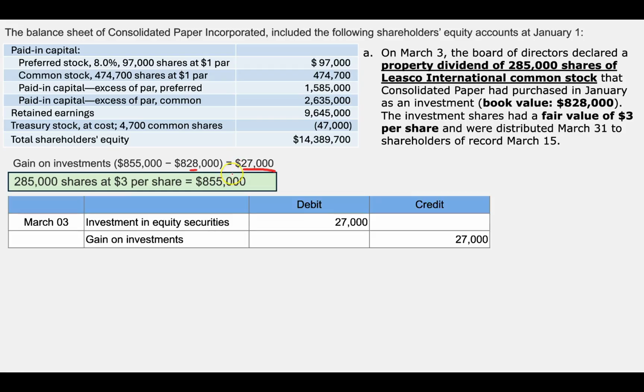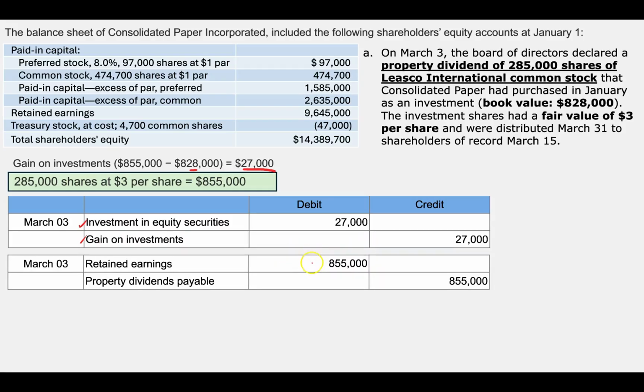So it's going to be a two-step process on March 3rd. First, we have to increase our investment account. We're going to debit investment in equity securities for $27,000 and credit gain on investment for $27,000. Now we can actually record the declaration of the dividend, and whenever we declare a property dividend, we're going to debit retained earnings at the fair value of our investment, which we've trued up to $855,000, and we're going to record a property dividends payable for the same amount because now we've just declared it on March 3rd. It hasn't been paid yet.